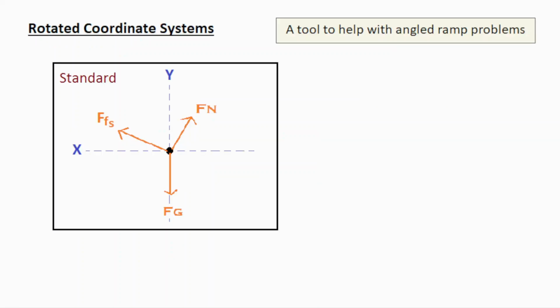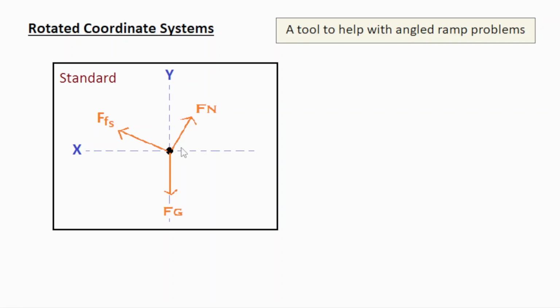Here again is the force diagram compared against a standard xy plane, and because 2 of the 3 forces are angled with respect to the plane, this will be a challenging problem to analyze. Fortunately, there is a tool that we can use to help with angled ramp problems, known as a rotated coordinate system. And what I'm going to do is rotate the x and y coordinates behind the force diagram.